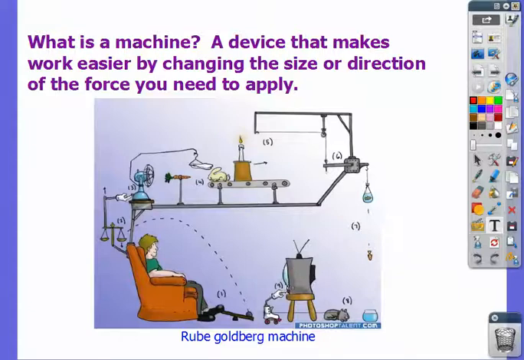So this is a picture of a Rube Goldberg machine, which you may be familiar with. Rube Goldberg machines are just really complicated devices to do simple tasks. In this case, it's a neat little picture. The goal of this whole machine is simply to press the power button on the TV, but it requires a whole lot of things to happen before it gets there.